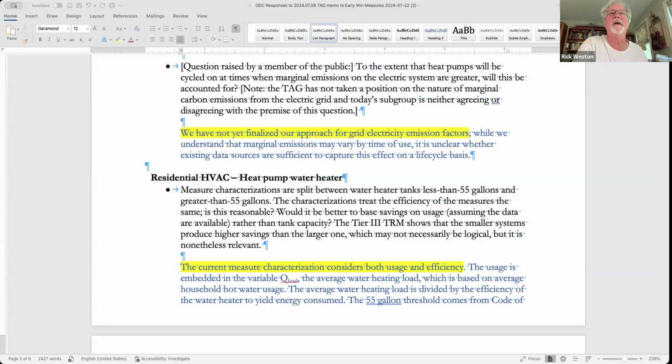Okay. So now we're at heat pump water heaters. Yep. So sorry, can we stay on that for just a little longer? What are we proposing now exactly?